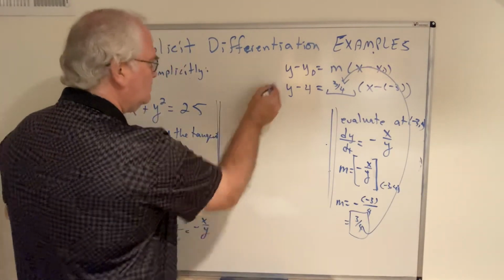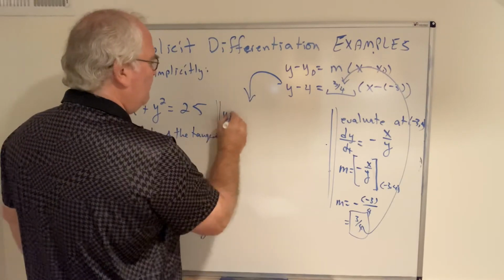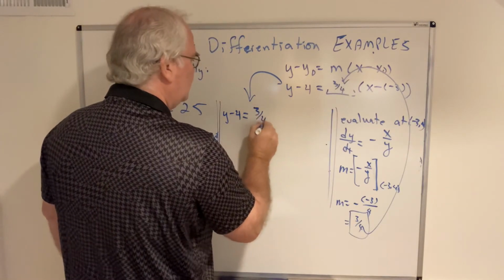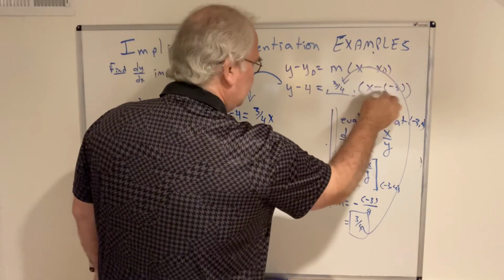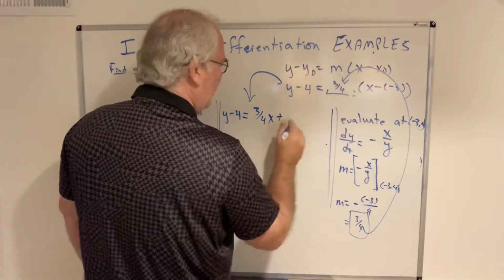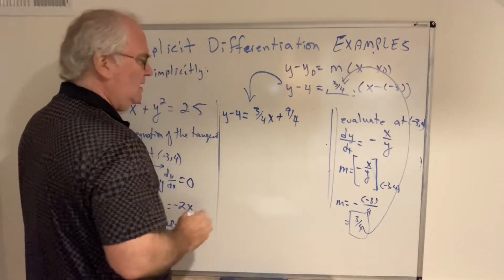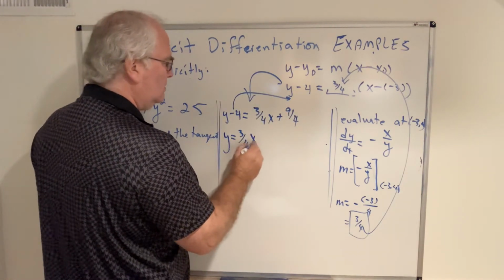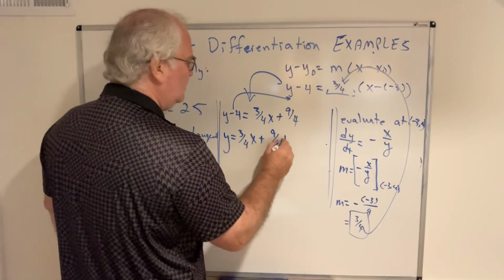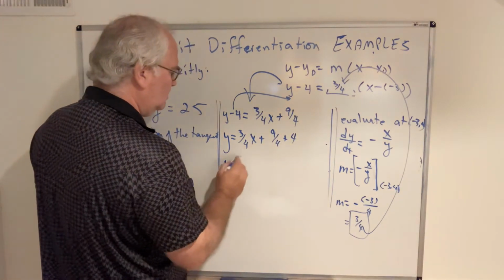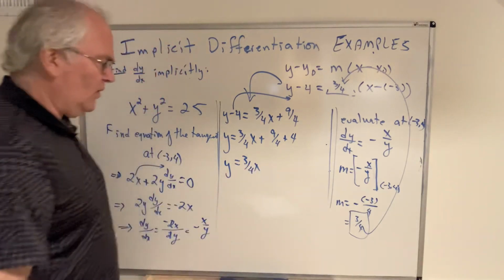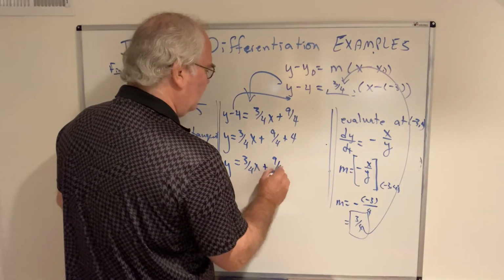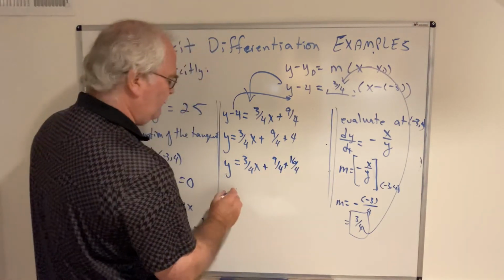And so I have y minus 4 is equal to 3/4 x. This is plus 3, so this is plus, top times top, bottom times bottom, 9/4. And then add the 4 across. 9/4 plus 4. What, 4 is 16/4? Is that right? 9/4 plus 16/4 is 25/4.